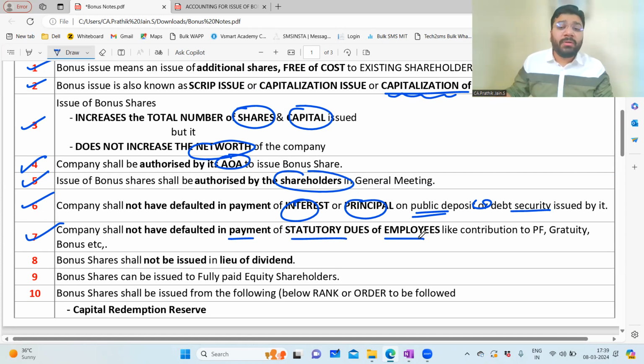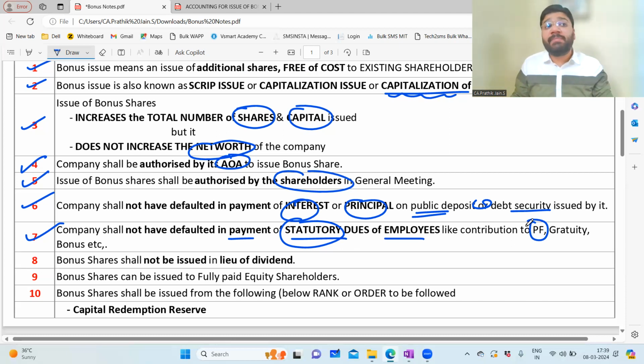There are certain amounts that you have to deposit with the government. That is called statutory dues. Statutory means what? It is compulsory by law. Law says that whatever salary you're paying to the staff, don't pay the entire salary. 10% of that you deduct and give the balance 90% to the employee as their salary. And that 10% which you've deducted, you don't keep it. You deposit it in the PF account of the employee, and that money is there with the government.